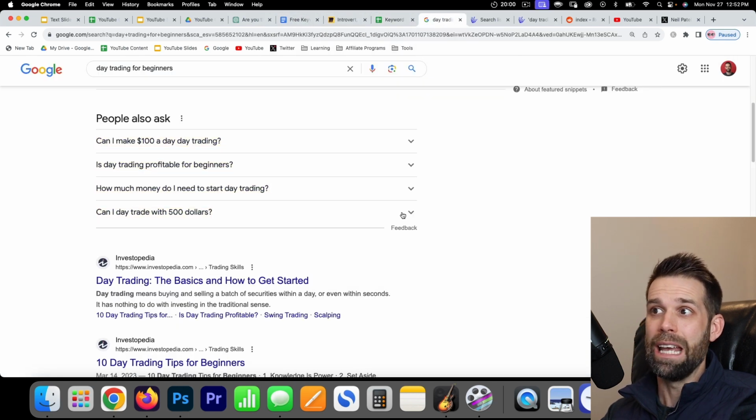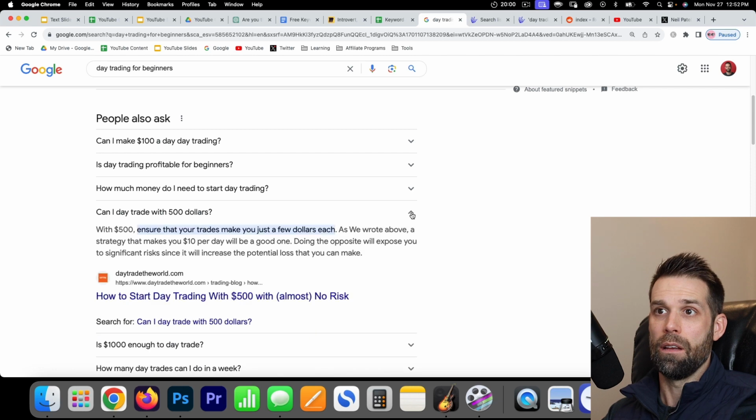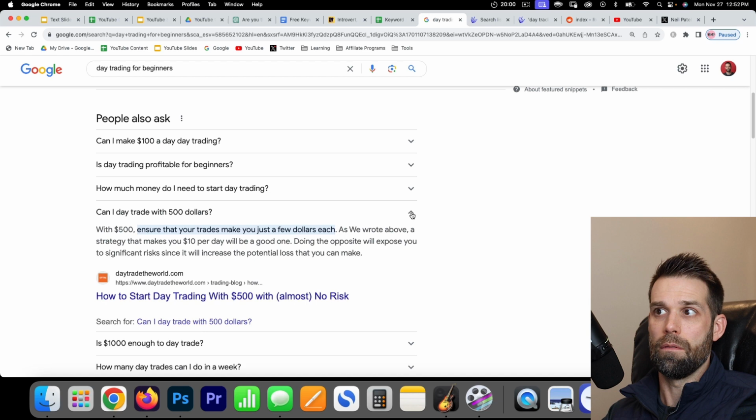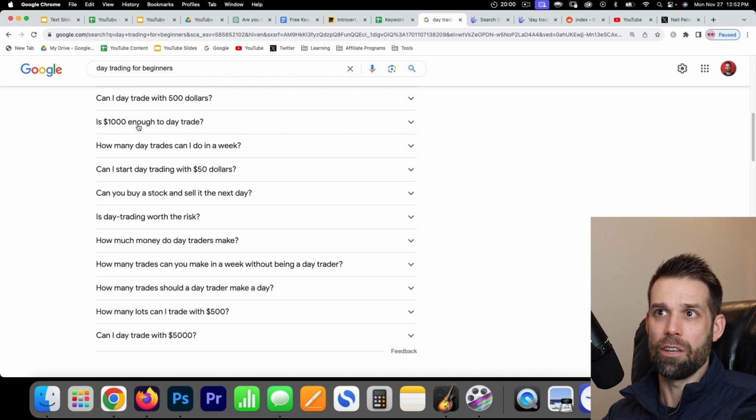But what you can also do here is, if you go to the bottom one, you can continuously open these, and then you're going to get a whole bunch of other ones. Okay, so now I've opened all these up. So, is $100 enough to day trade? Again, can I day trade with $500? Two very similar keywords that ask the same type of question, so I probably don't want to do both of those, but there's other ones here. How many day trades can I do in a week? Can you buy a stock and sell it the next day?